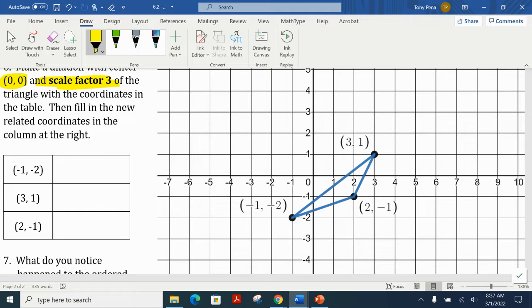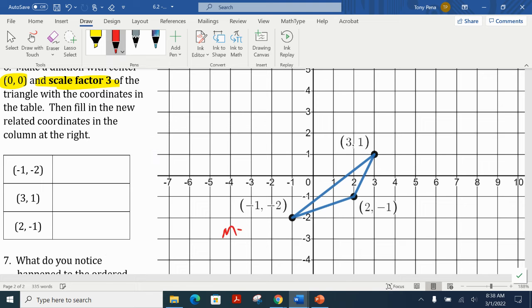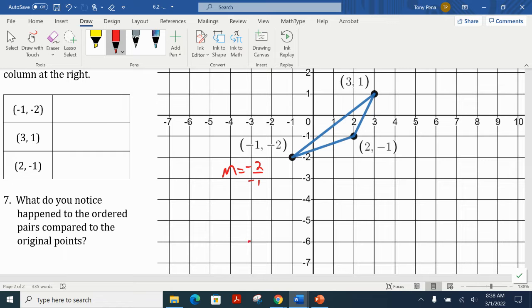Okay. All right. When we did these, we can do these real quick. The first one would have been down 2, left 1. We want to triple that. So you would go down 6, left 3. So down 6, left 3. That point then is now -3, -6. That's where that new point for that one ended up.